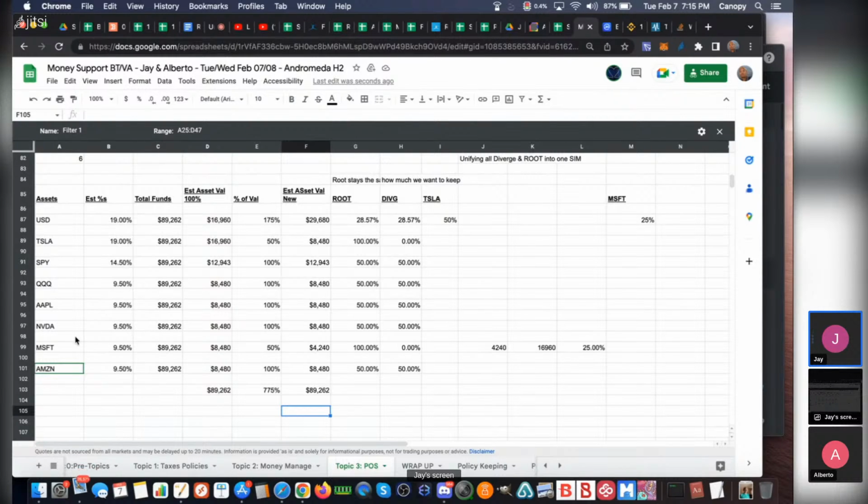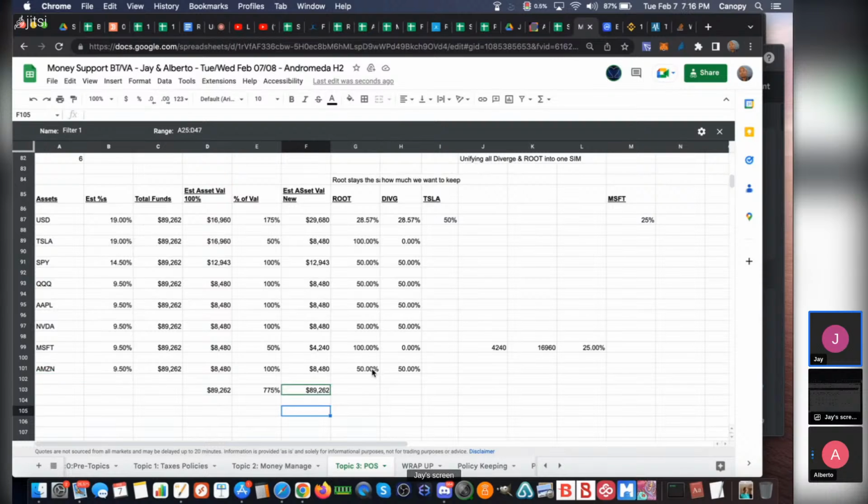So if you sold all of the Microsoft stock and you sold all of the Tesla stock and instead you put it in US dollars, you would end up with 29,680 US dollars, right? And then you would still have all the other assets broken down based on how much we're supposed to have for root. Okay?